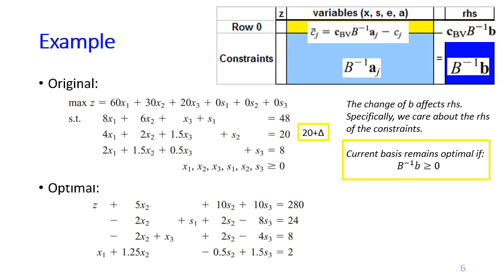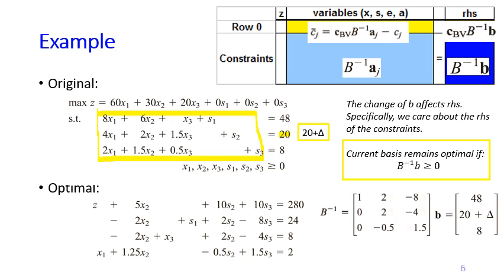Okay, so we need to check B inverse and b. B inverse does not change because, if you remember, the big B corresponds to the coefficients in this part of the constraint, while the one that we change is on the right-hand side of the constraint. So B inverse does not change, but the small b changes from 48, 20, and 8 to become 48, 20 plus delta, and 8.